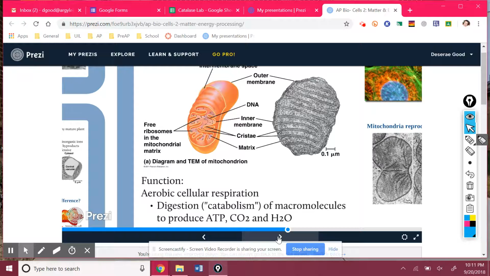Function. Here's one thing I need you to be able to get to. Notice I say that cellular respiration is digestion, also known as catabolism, because you've got to be able to associate all these terms together. Cellular respiration is the breakdown of food you eat, which is a catabolic reaction, and that happens in the mitochondria. So once you start being able to use these terms across the board, it can start to pull things together.